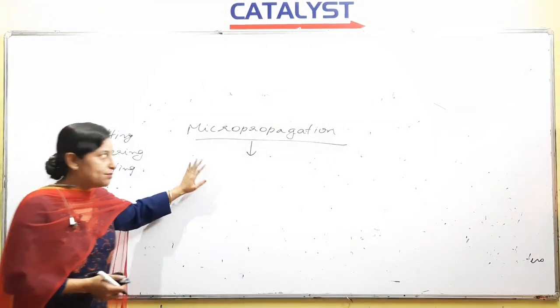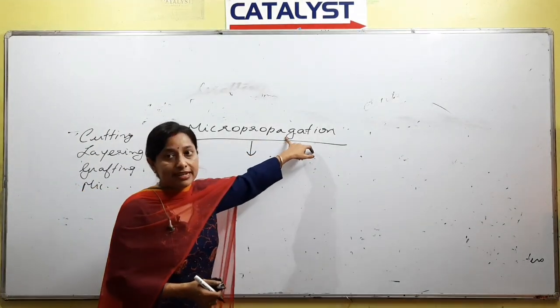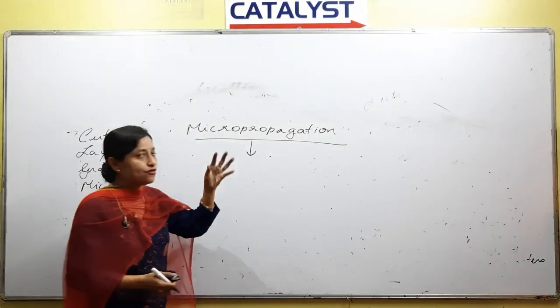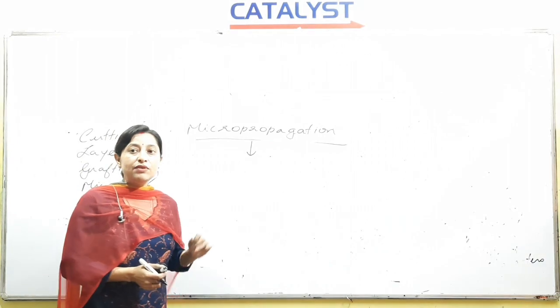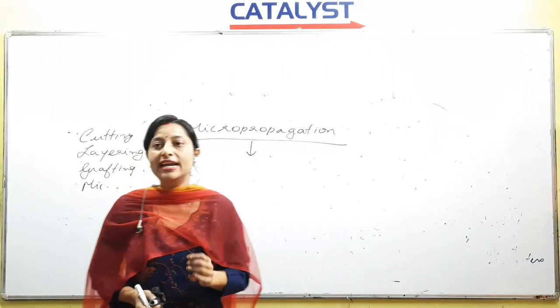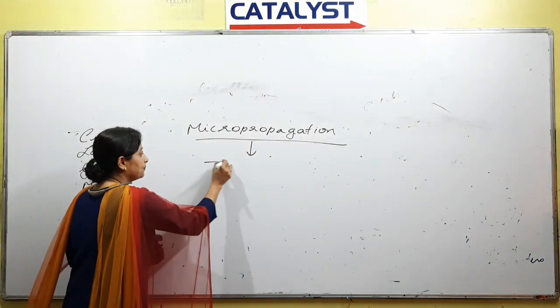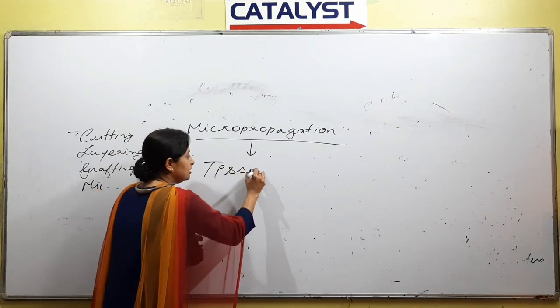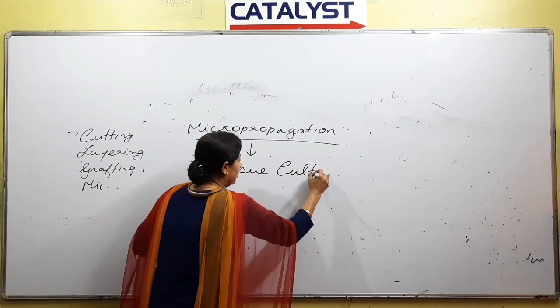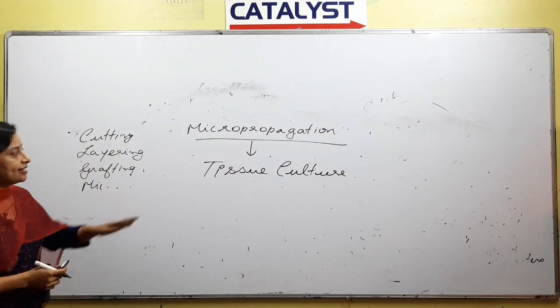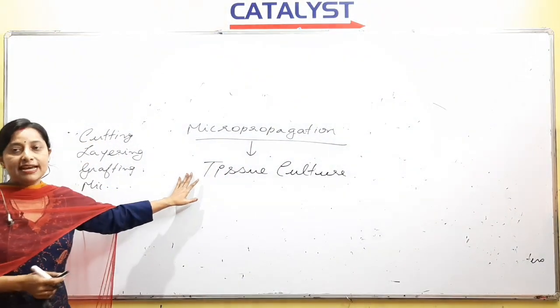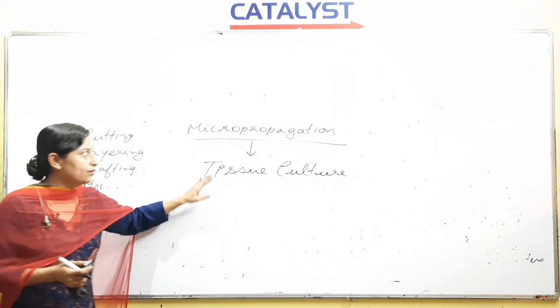Micropropagation mane ki? Propagation means to grow new plants. Micro means from a small part, that is called micropropagation. Whenever we are talking about micropropagation, we are talking about tissue culture. So if through tissue culture we develop new plants, we call it micropropagation.